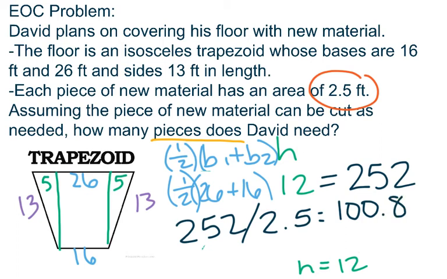If I buy 100 pieces, then I'm going to have 0.8 of a foot left without a piece on it. So I always want to round up to the nearest whole number. So I'm going to buy 101 pieces to cover the entire floor. Alright, so hopefully that made sense.